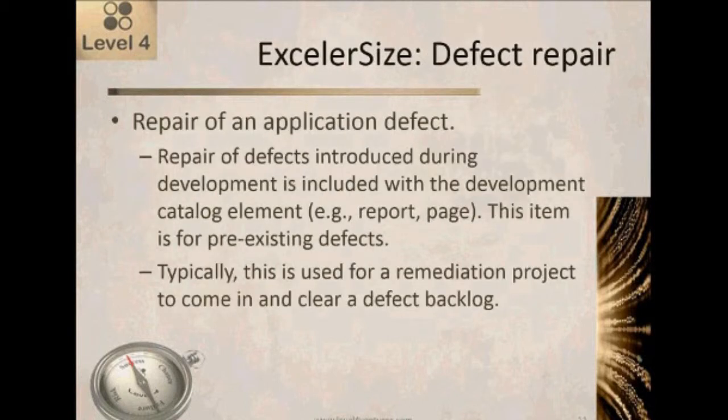A defect repair is repair of an application defect. So repair of defects introduced during development is included with the development catalog element, report page or whatever. So this item is for pre-existing defects that were created outside the scope of this project. So typically this is going to be used for a remediation project to come in and clear a defect backlog.